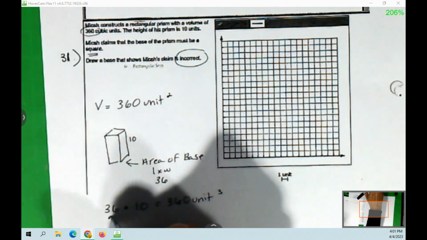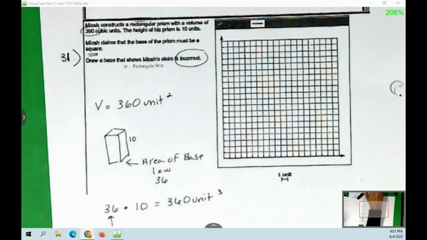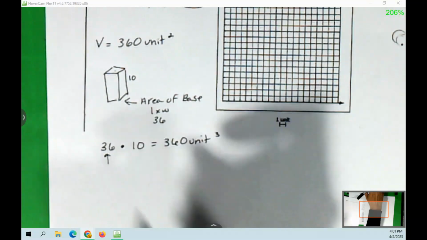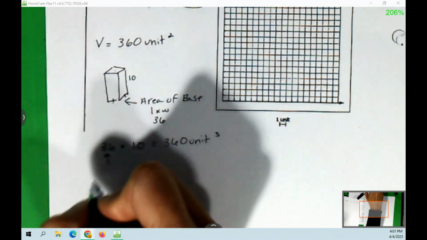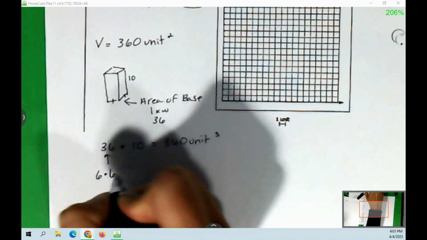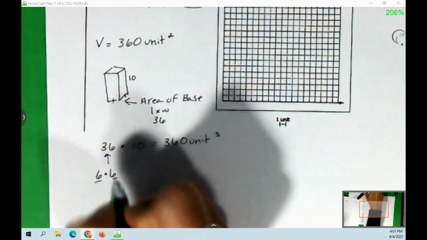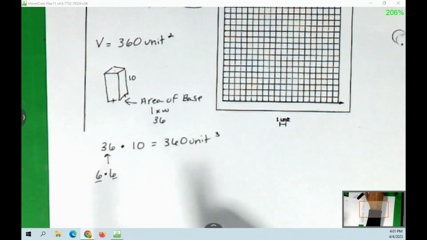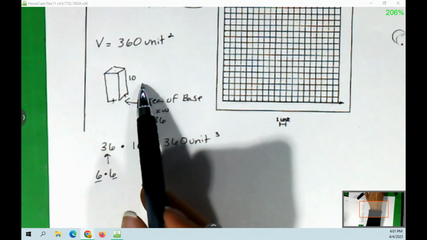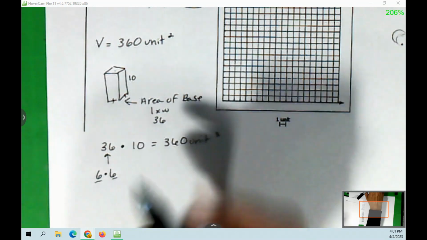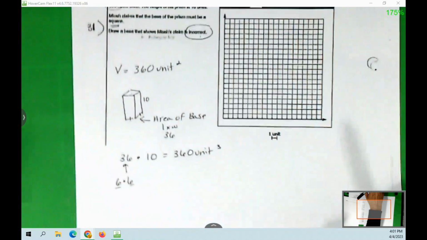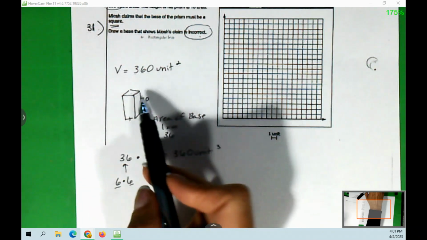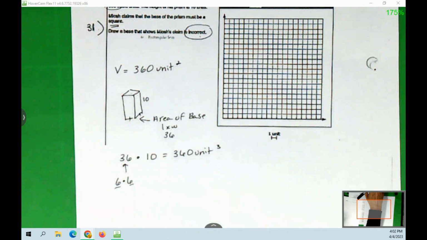And he is claiming that the base has to be a square. Okay, the only way that that could be a square is if you have these as the same. 6 times 6 is 36. So he's probably claiming that that is the only way to get a base with a height of 10. And this is an incorrect thought, according to M-STEP. So we need to start thinking about keeping that height of 10, but other bases that can get us 36.